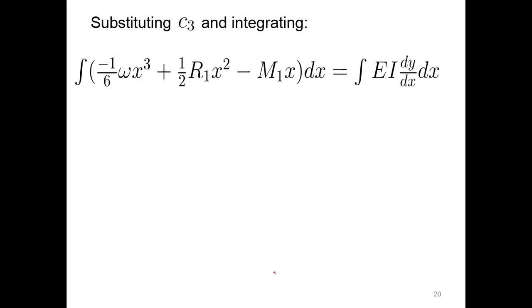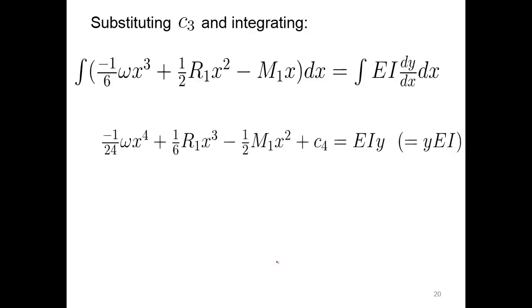Last time here, we're going to substitute all the results into our equation, and now we have to solve for C4. We're getting down here to the deflection of our beam. The deflection is equal to 0 at x equals 0, and therefore C4 is equal to 0.